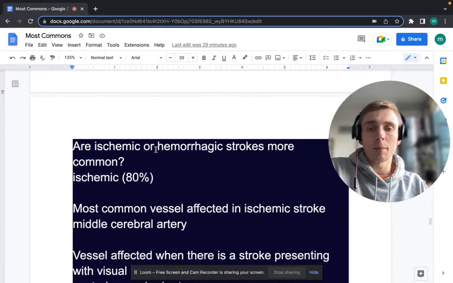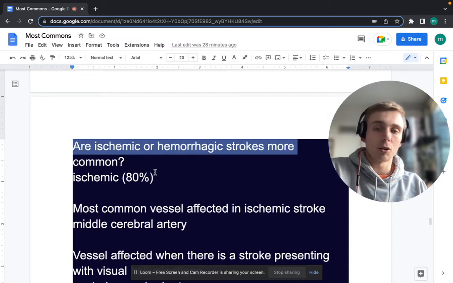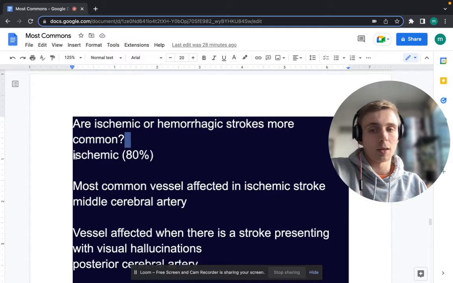Are ischemic or hemorrhagic strokes more common? Of course ischemic are way more common at 80%. Ischemic strokes are basically atherosclerotic plaques that build up over time, which leads to ischemia in the brain. Hemorrhagic strokes, what is the most common cause? Most commonly it's a ruptured berry aneurysm. There are other causes as well.